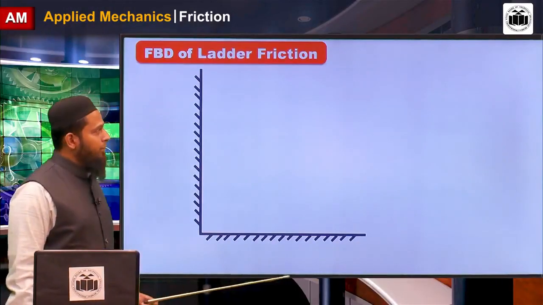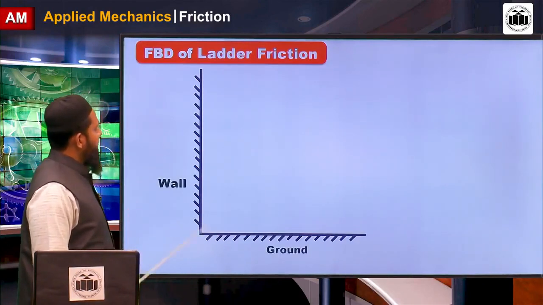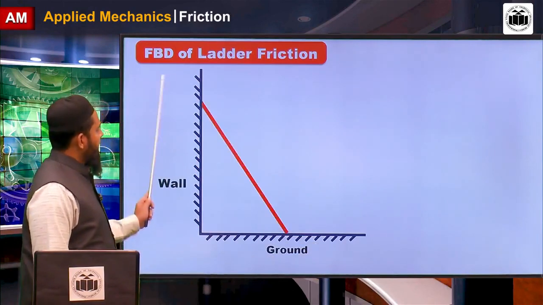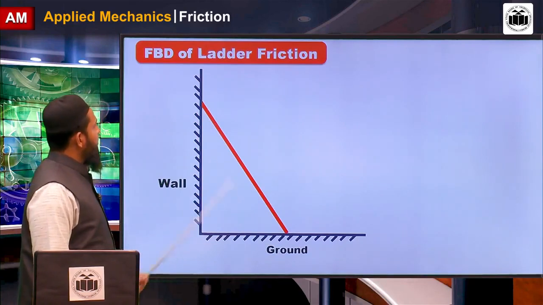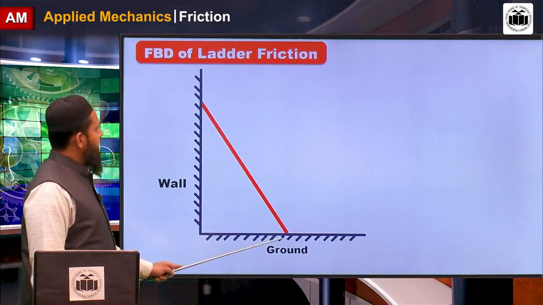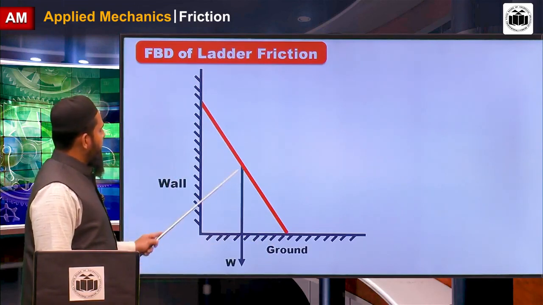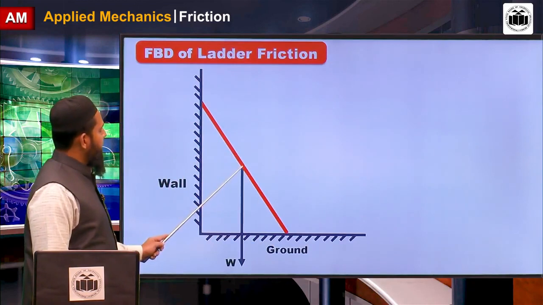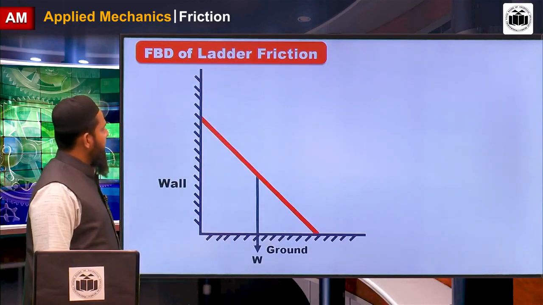How to draw a free body diagram of a ladder. Now this is the wall and this is the ground on which the ladder is slanting down. I want to draw a free body diagram of the ladder. These are two contact surfaces, in contact with the wall and in contact with the ground. Due to the self weight, which acts at the centroid of the ladder and vertically downward, the ladder will slide in this way.